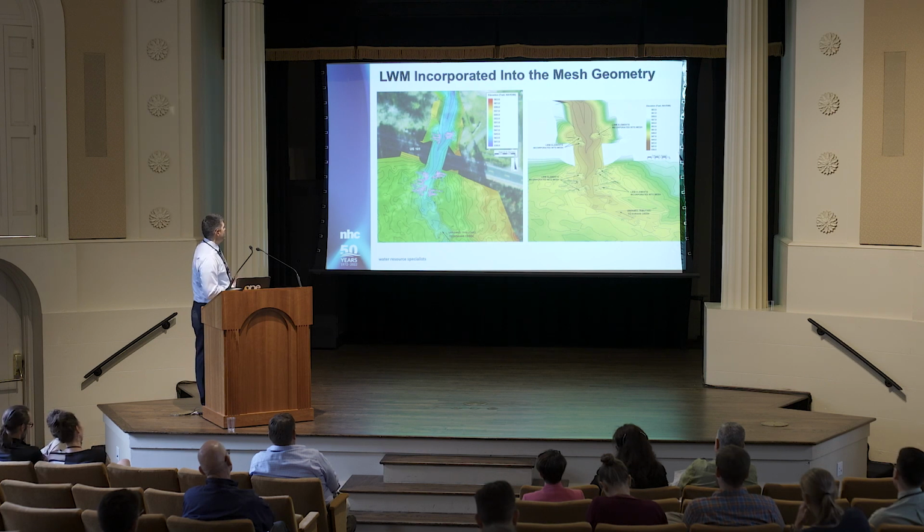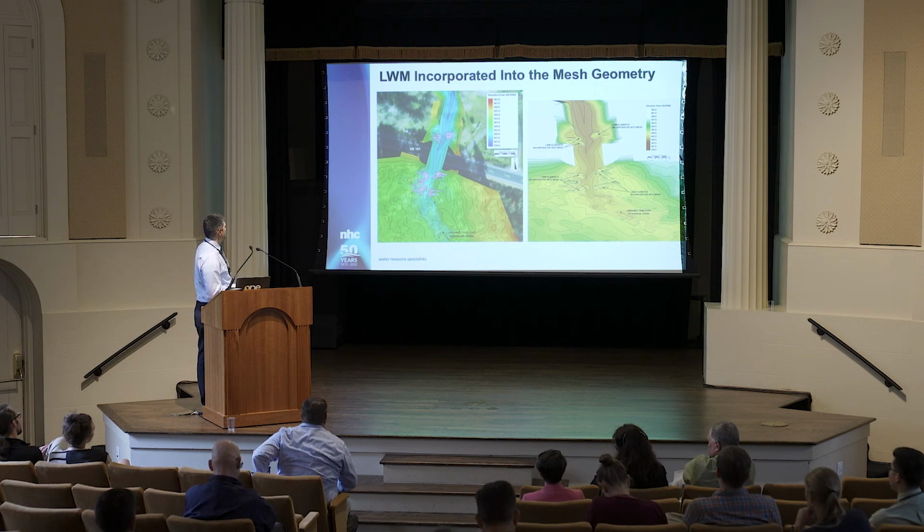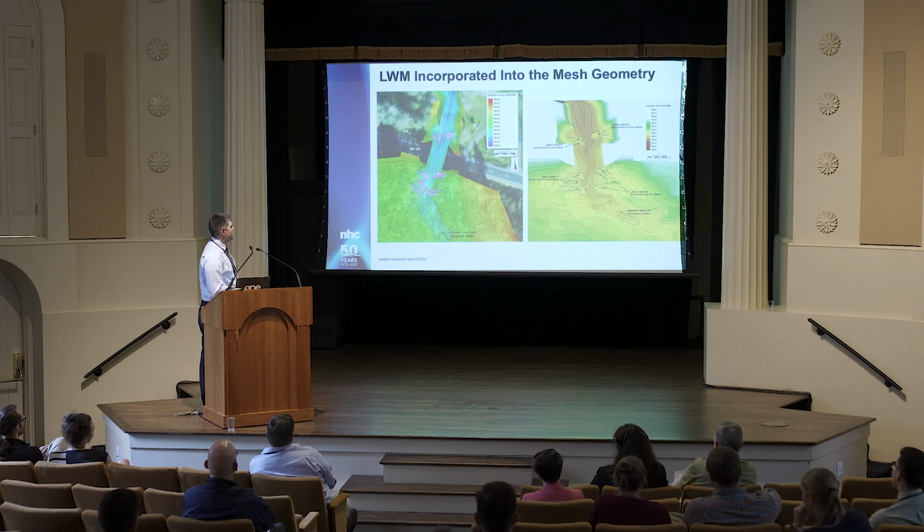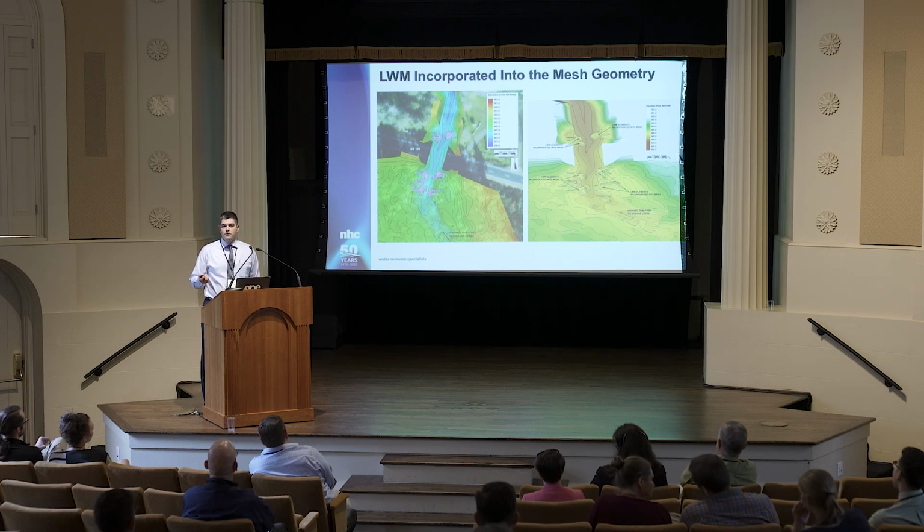Then moving on to the more complicated stuff, this is again constructed wood at the unnamed tributary to Downs Creek, you see here. And in this case, the large woody material was directly incorporated into the mesh geometry. And you will see in this oblique view how the mesh elevations at the location of the large woody material elements were raised to the anticipated elevation of the top of these elements after construction.